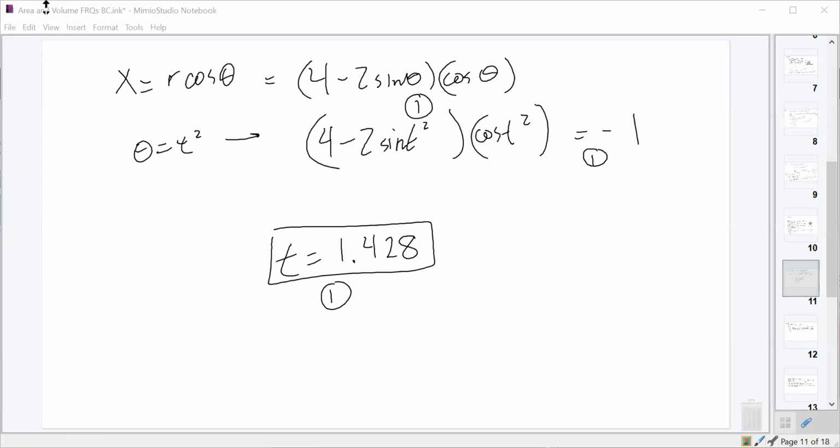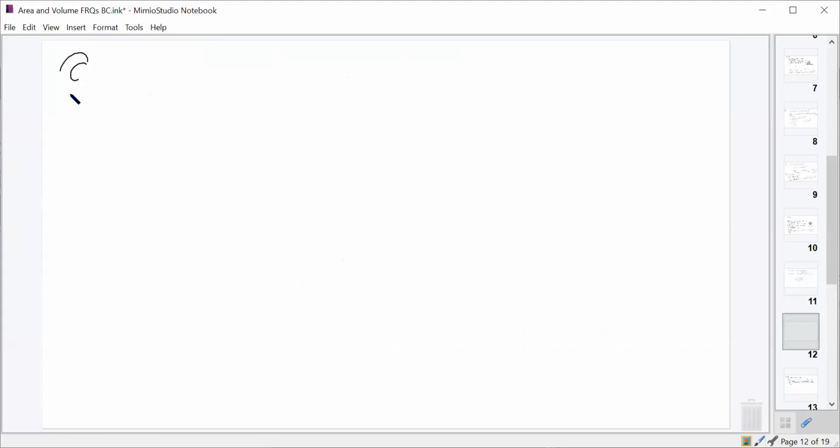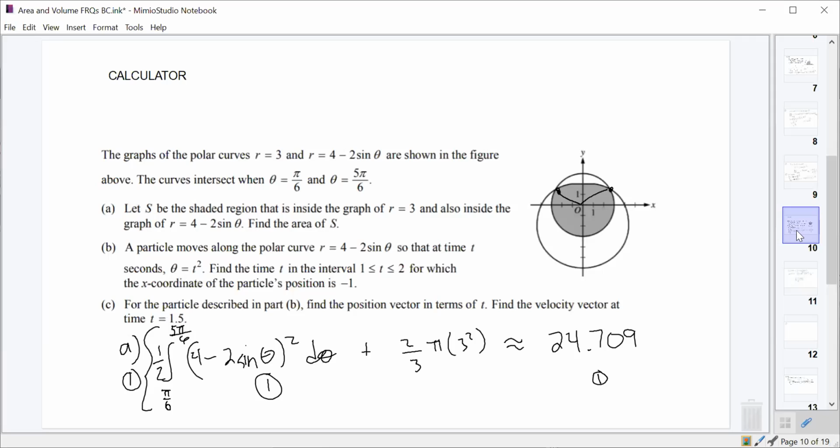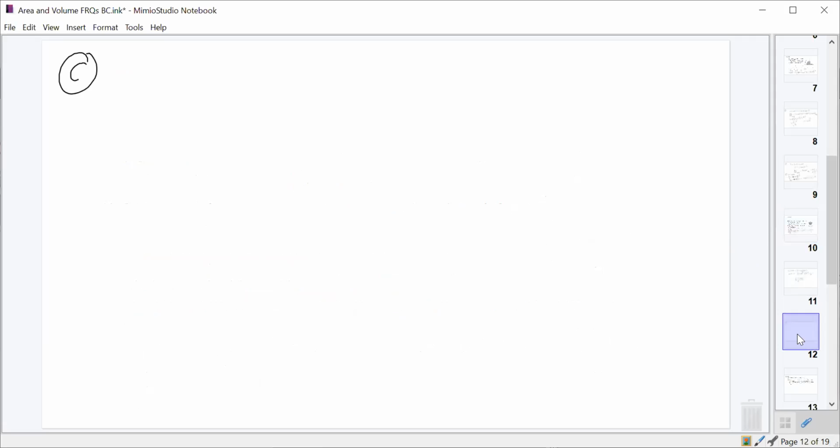All right, part C. What did part C say? Part C says, for this particle described in part B, find the position vector, and find the velocity vector at 1.5. Okay, so our position vector ought to just be x of t, y of t. We already have the x component of our position vector, and that's what we'd already written: 4 minus 2 sine t squared times cosine t squared.